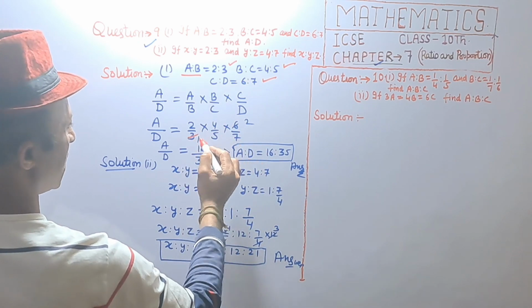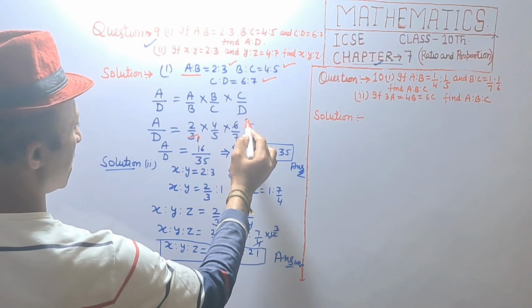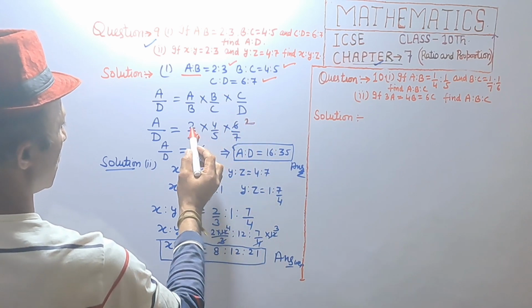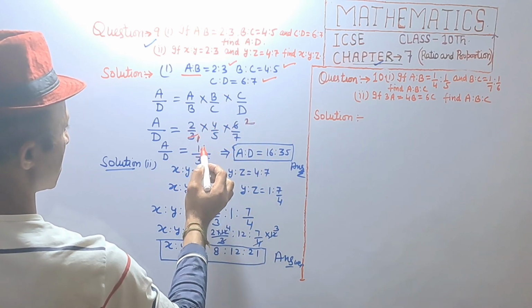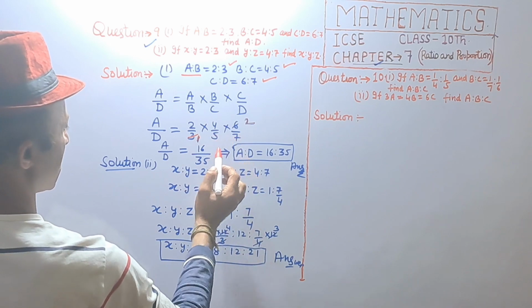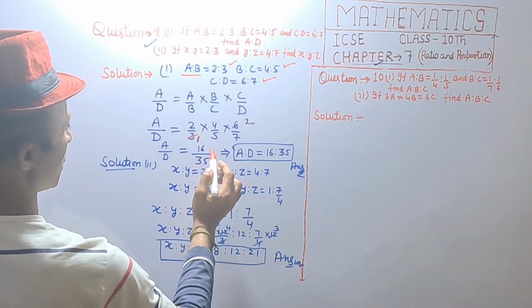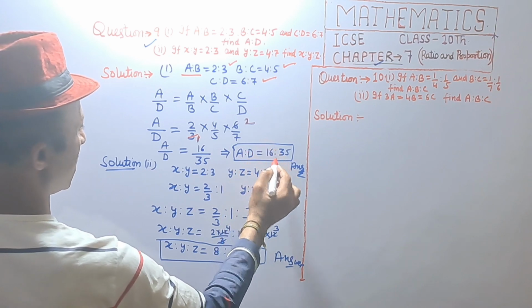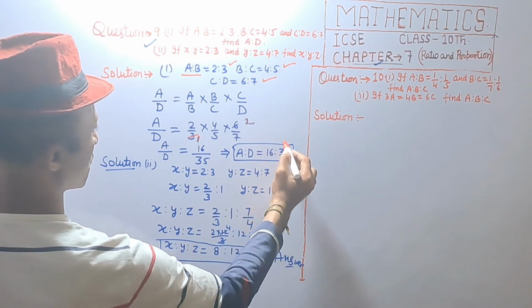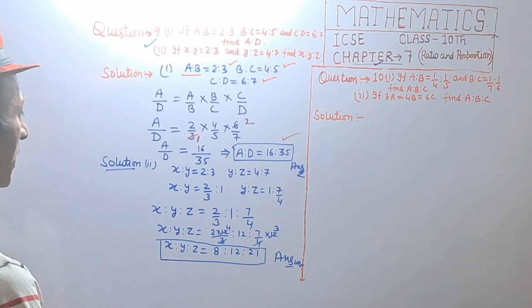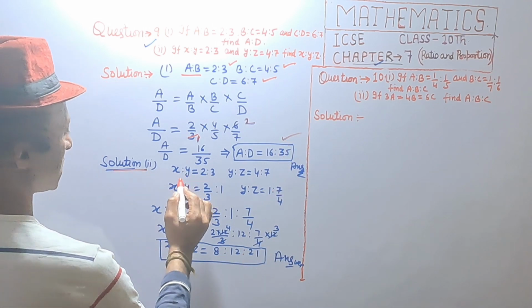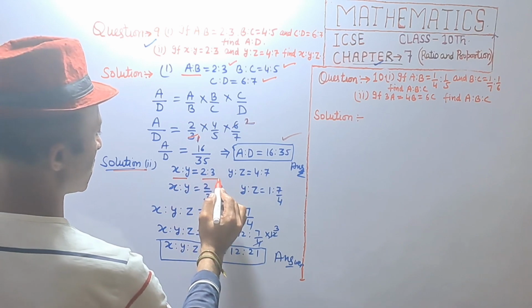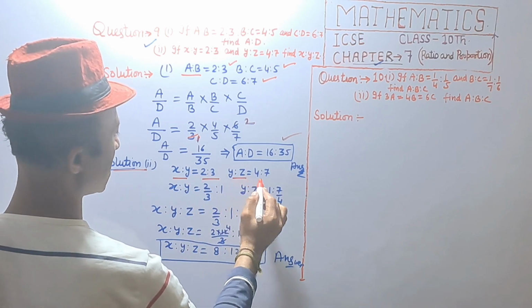3 ones are 3 and 3 twos are 6. 2 twos are 4, 4 fours are 16. 5 sevens are 35. So we get A ratio D is equal to 16 ratio 35. Answer. And second part, X ratio Y is equal to 2 ratio 3, Y ratio Z is equal to 4 ratio 7.